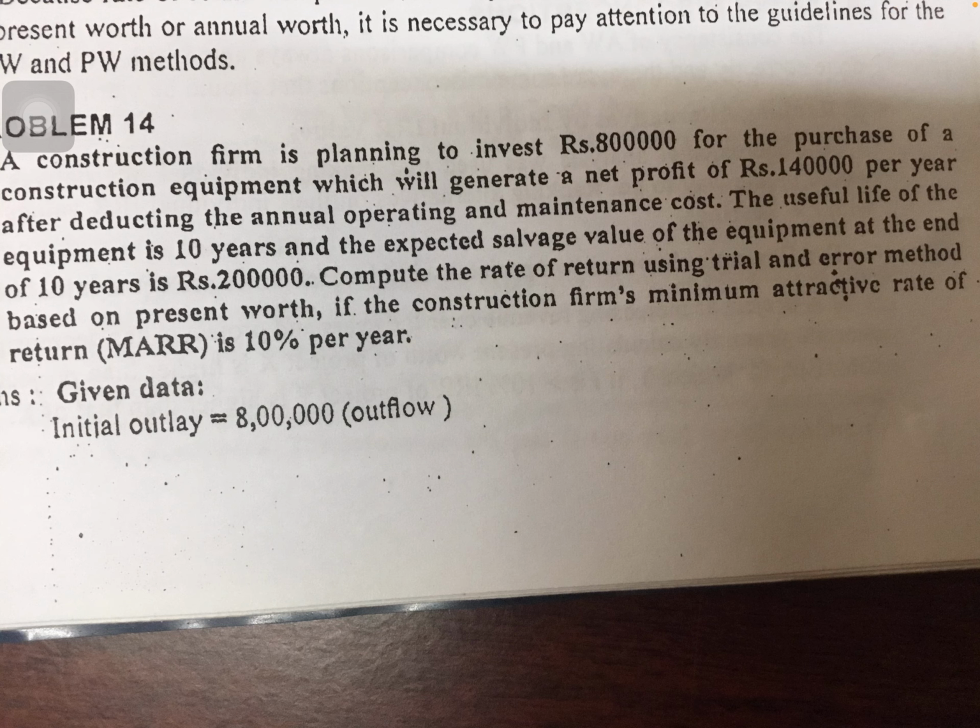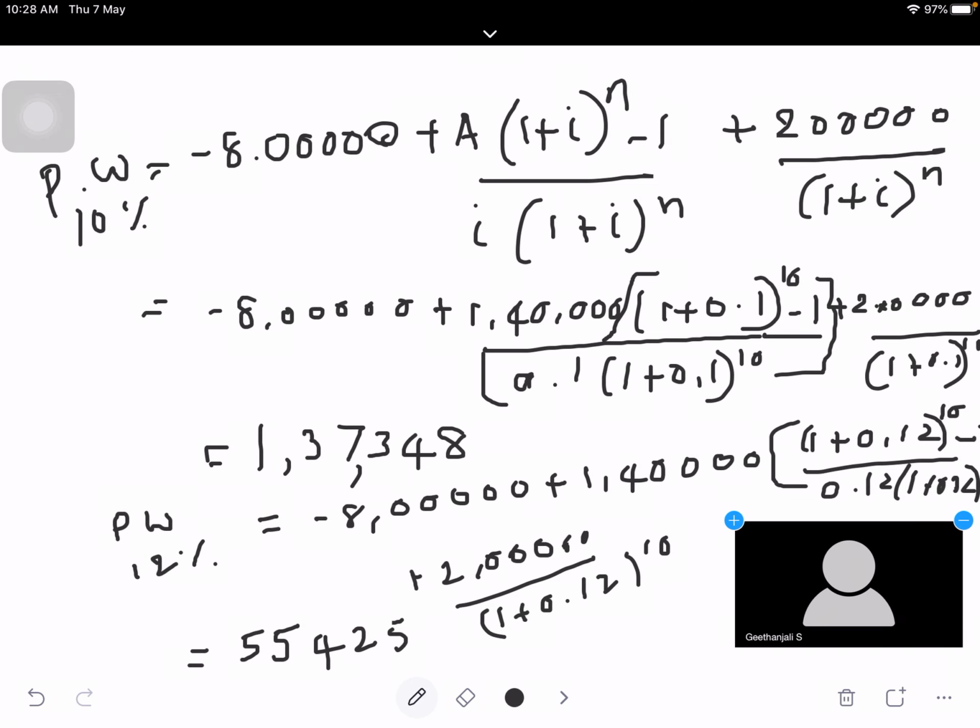To continue with this problem, in the present worth method, investment is what we are going to take as minus 8 lakhs plus the income we are fetching from the equipment. Let us take it with the formula. The annual return is given by A into (1 plus i) whole raised to the power of n minus 1, divided by i into (1 plus i) whole raised to the power n. The salvage value is given by the expected value of 2 lakhs divided by (1 plus i) whole raised to the power of n.